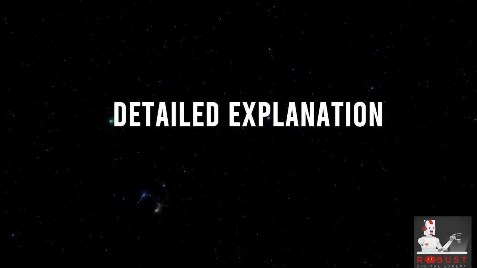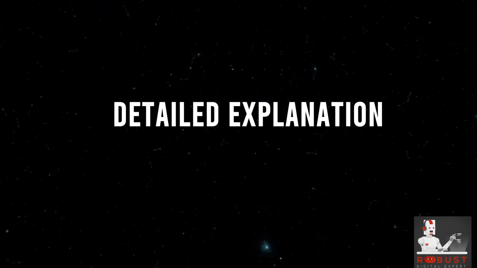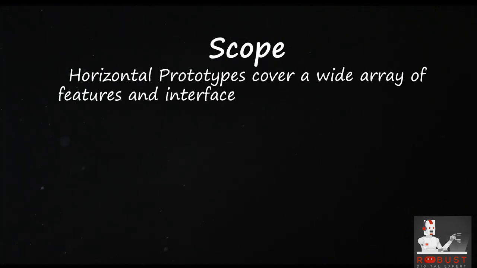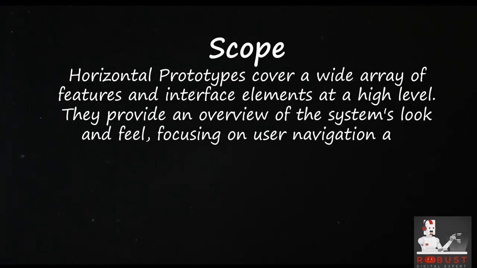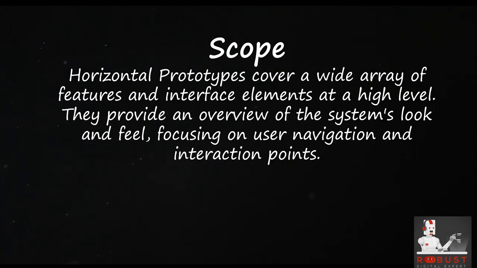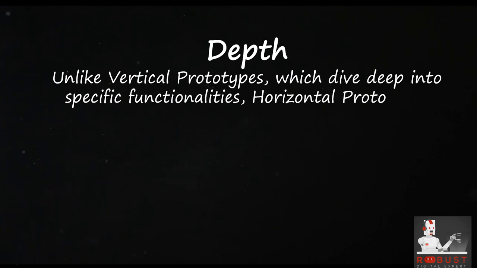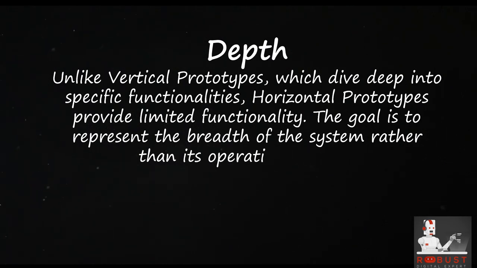Detailed explanation. Scope. Horizontal prototypes cover a wide array of features and interface elements at a high level. They provide an overview of the system's look and feel, focusing on user navigation and interaction points. Depth. Unlike vertical prototypes, which dive deep into specific functionalities, horizontal prototypes provide limited functionality. The goal is to represent the breadth of the system rather than its operational depth.